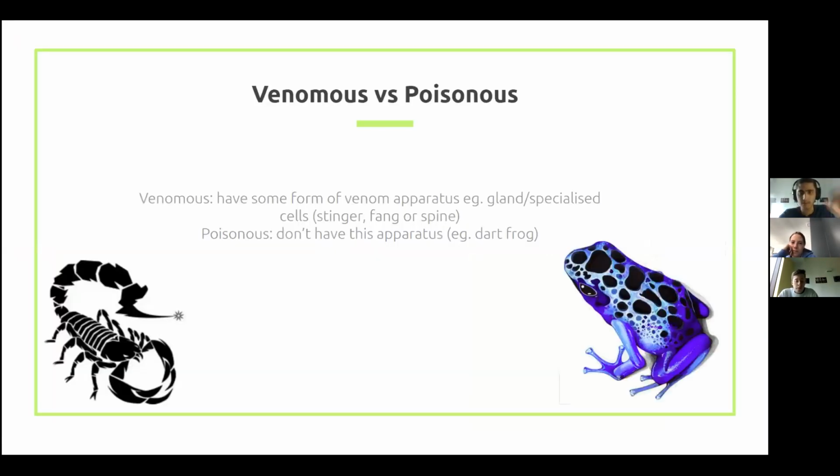So just a bit of a general definition. What's the difference between something being venomous and something being poisonous? Something that's venomous has an apparatus that will secrete the venom or inject into something, whereas something that's poisonous doesn't have that. So it's only if you ingest it or something like that, you'll get the toxin and the poison spreading. An example would be a scorpion versus a frog.